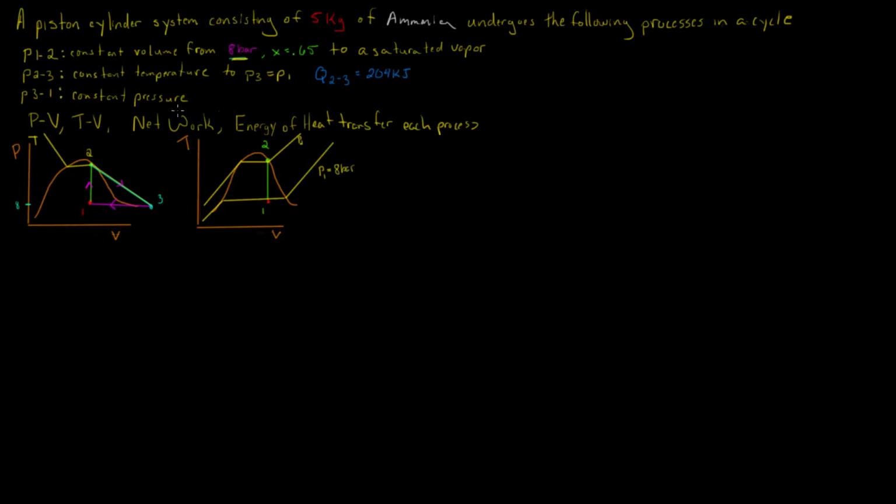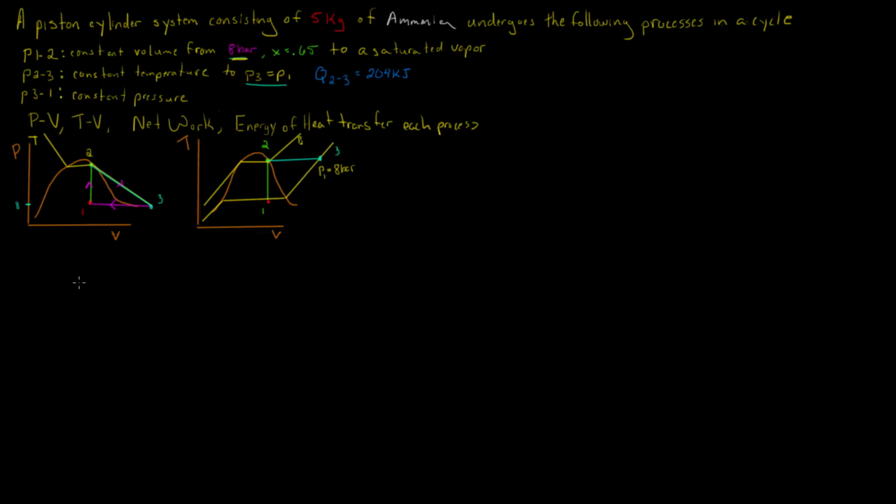Okay, so we know process 2 to 3 is a constant temperature process. So what we're going to do is start at state 2 and move horizontally, because T is now our y-axis. So this is a constant temperature. And we're going to move until P3 is equal to P1, so until we hit this line of constant pressure.